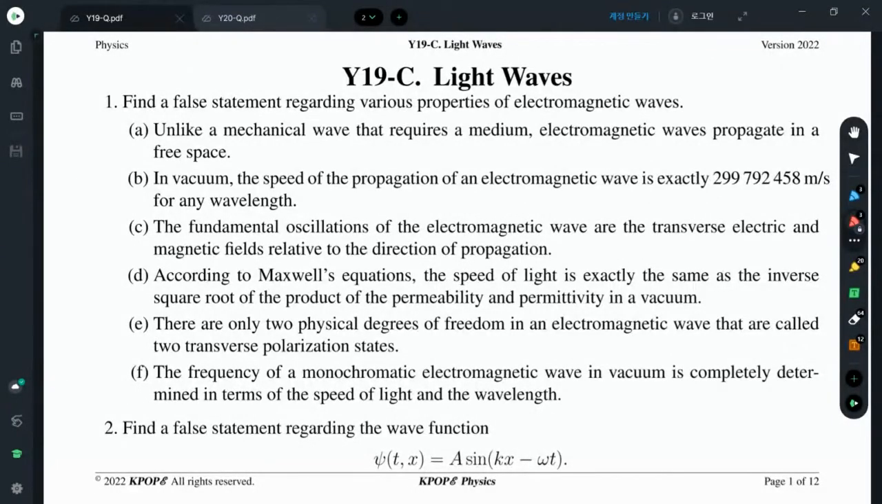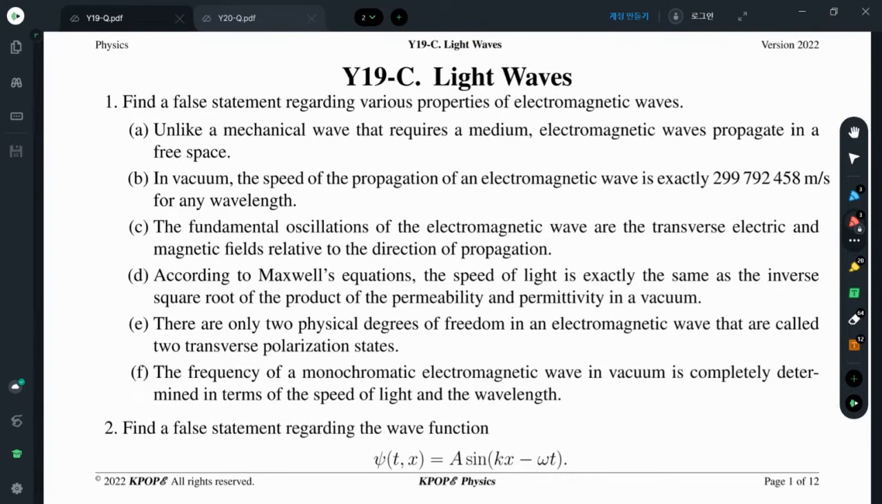Light waves. An electromagnetic wave, a light wave, is a kind of electromagnetic wave that follows the rules governed by Maxwell's equations.